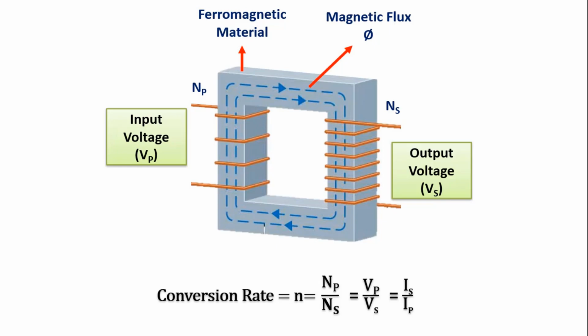From here, we can see that the number of windings is directly proportional to the voltage value. At the same time, this ratio will be equal to the ratio of the secondary current to the primary current. In other words, the voltage values and the current value are inversely proportional.